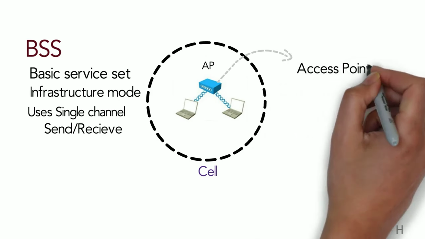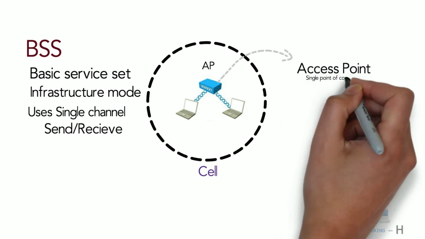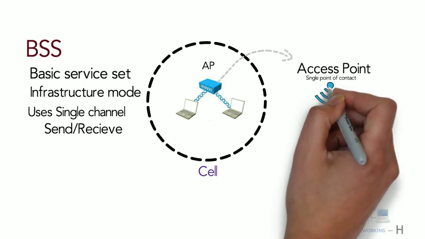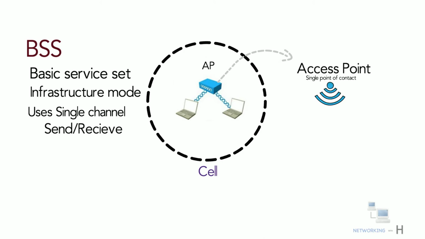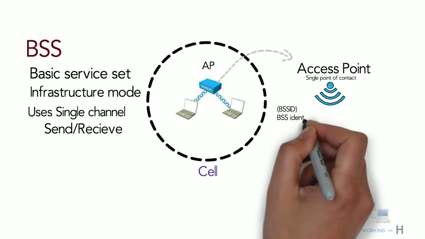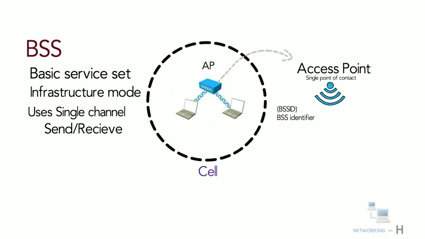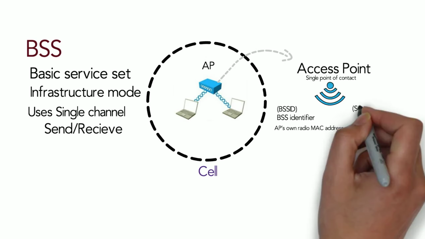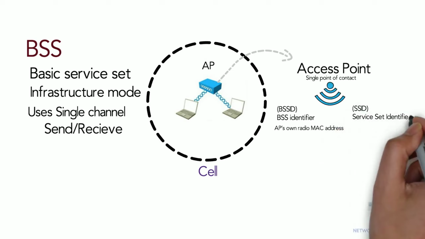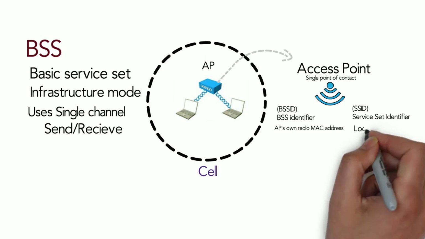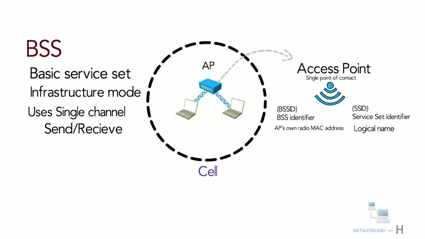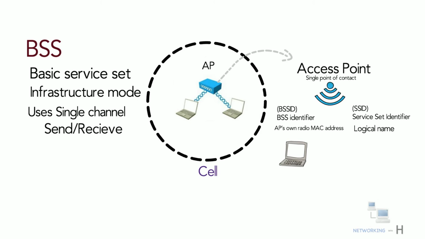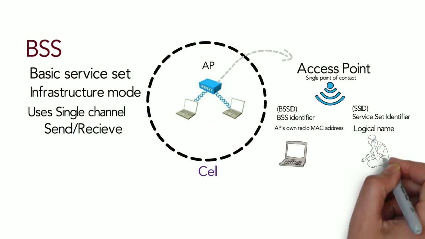In a BSS, the AP acts as a single point of contact for every device that wants to use the BSS. It advertises the existence of the BSS and makes it available for the other devices to join. And it does this by using a unique BSS ID, which is based on the AP's own radio MAC address. The AP also advertises the wireless network with an SSID, which is a text string containing a logical name, and it doesn't have to be unique. You can say BSS ID is for machines and SSID for humans to understand.